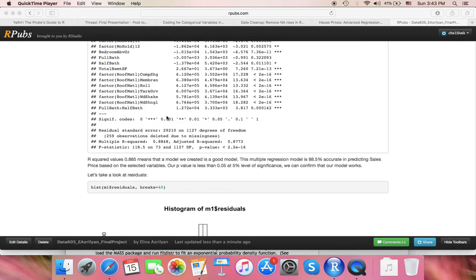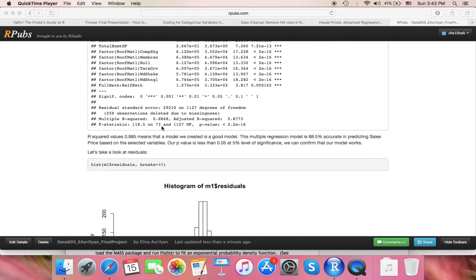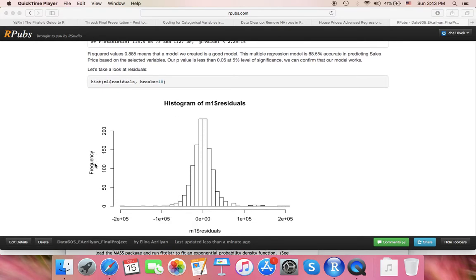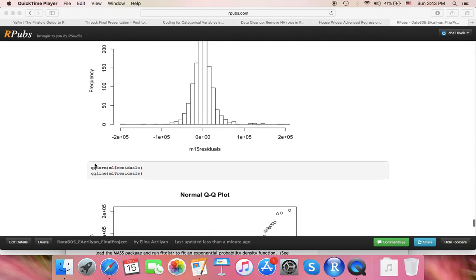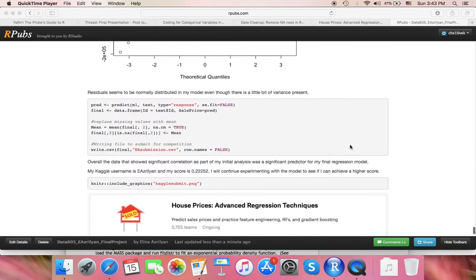So things like number of bathrooms. So I got a pretty good R squared value of 0.885, and p-value of 0. And then just to validate the assumptions, I looked at the residuals. They look pretty good. There's a bit of variance over here, but overall pretty good.